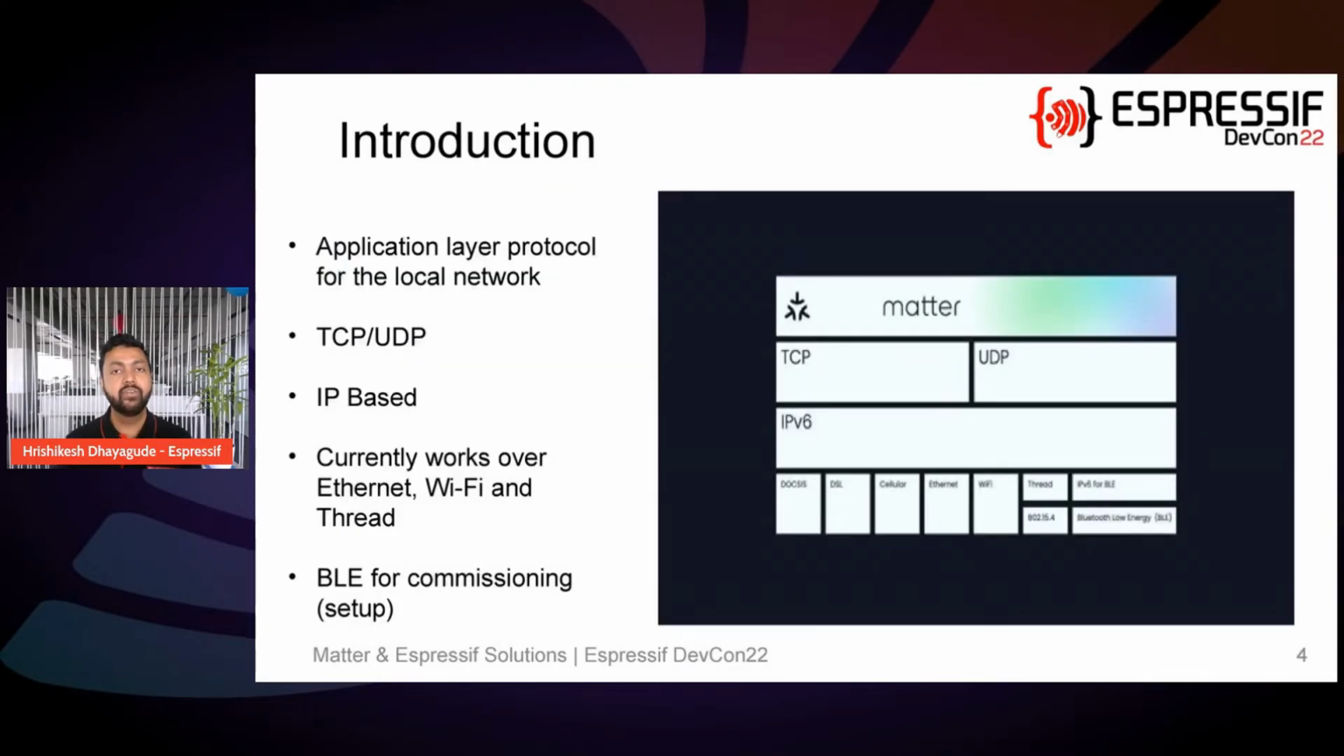Now, let us take a look at the protocol stack diagram of Matter. As can be seen, Matter is an application layer protocol for the local network. It runs on both TCP as well as UDP. For the current v1.0 release of Matter, only UDP is supported. Matter is IP-based, typically IPv6. Currently, it works on Ethernet, Wi-Fi, and Thread. Bluetooth Low Energy is used for commissioning or setup.